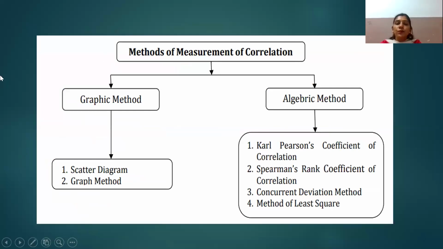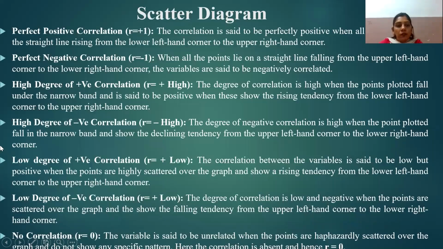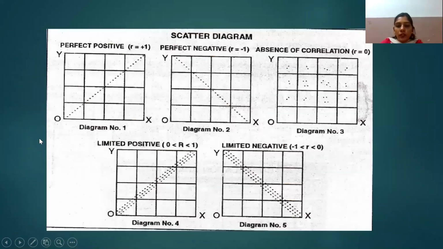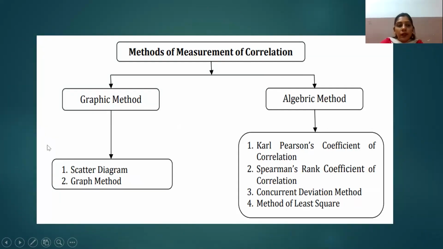Now, next topic is method of measuring of correlation. For measuring correlation among the variables, there are two methods: graphical method and algebraic method. We can measure correlation through graphical representation and through algebraic method also. Okay, if we are going for graphical methods, there are two methods: scatter diagram and graph method.